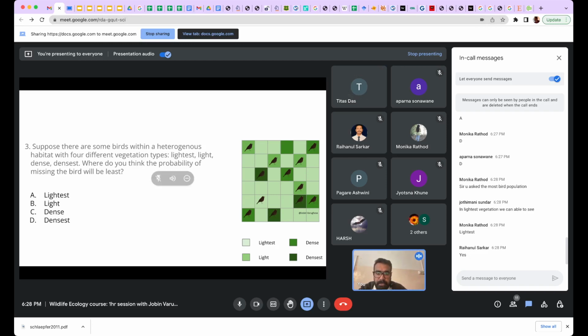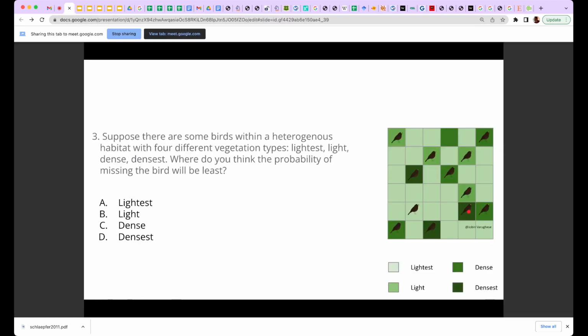This is because the bird is black and the background is light. You would be able to see the bird most easily in the lightest background. On the other hand, where the bird is black and the background is almost black, it's very difficult for you to see the bird. People understood with this part, right?